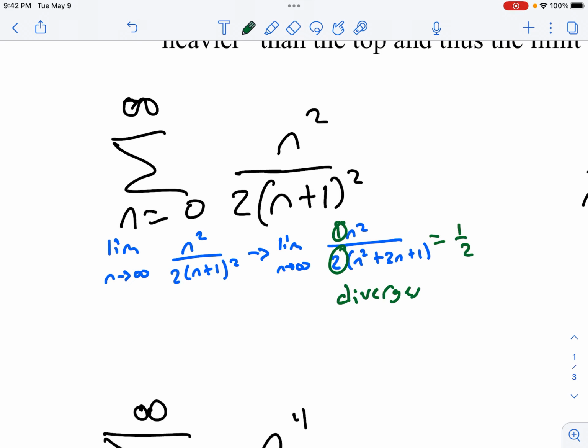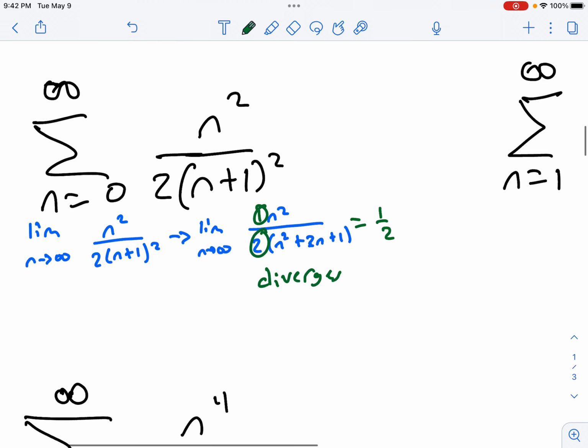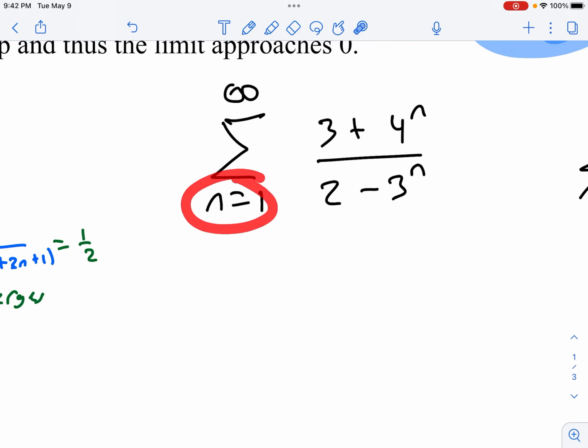All right, let's move on to this next one. Okay, so now we have the summation from n equals 1 to infinity. Notice the last one started at n equals 0. It doesn't matter where n starts. Now we're at n equals 1. All right, the summation as n equals 1 to infinity of this function. So we're going to find the limit as n goes to infinity of this function, (3 plus 4 to the n) over (2 minus 3 to the n).